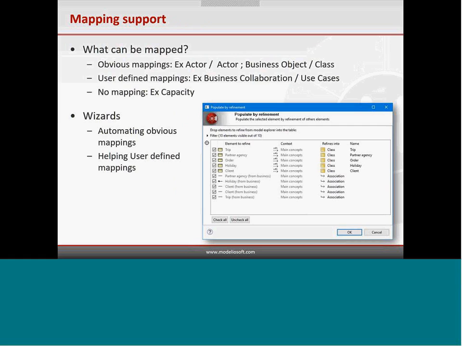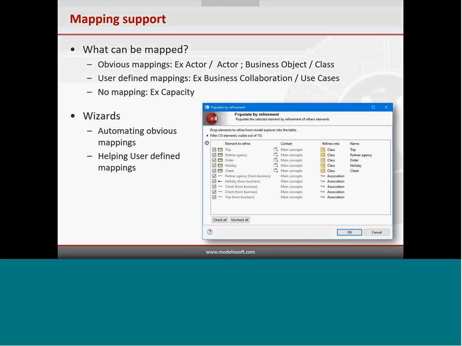So what can be mapped between those standards? There are obvious mappings. For example, a business actor can be mapped to a UML actor. An ArchiMate business object can be mapped to a UML business class. And there are also user-defined mappings. Mapping something to a use case is less obvious. You can map a business collaboration to a use case. And there are cases where no mapping seems to be useful.